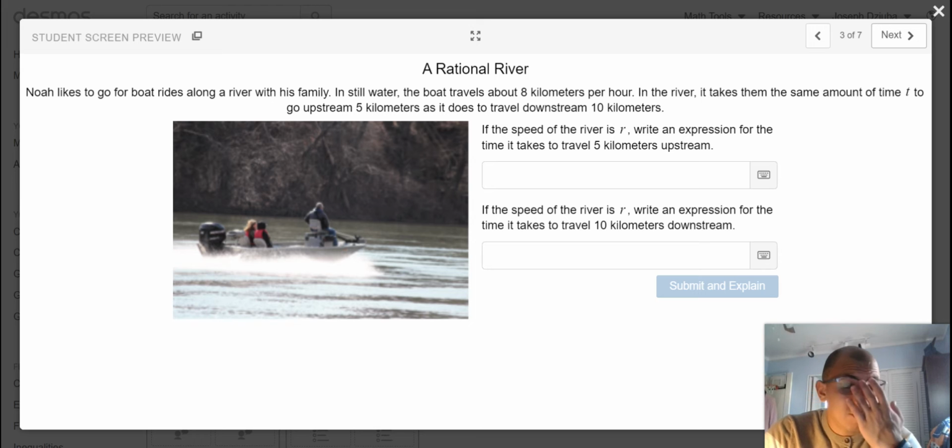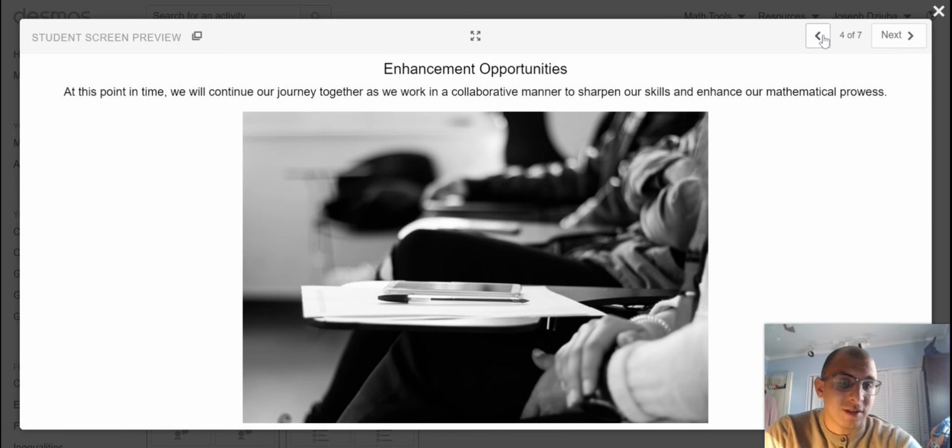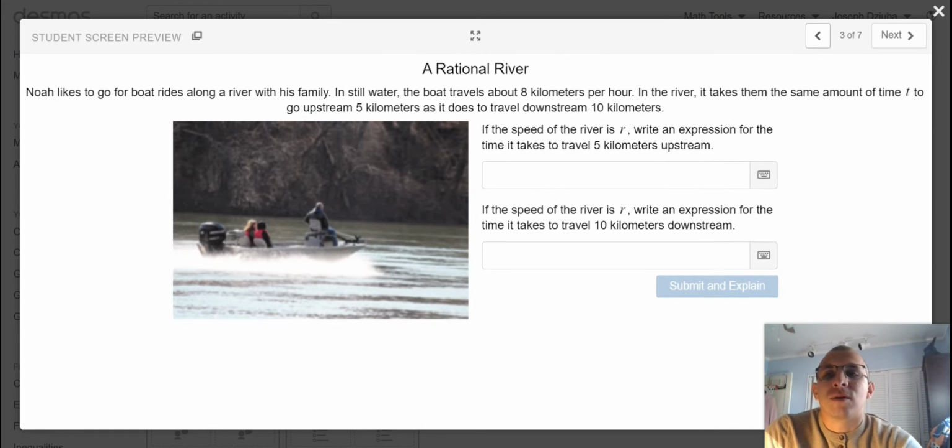As promised, with that first lesson in the week being so front loaded, this will be the only activity for this lesson. So I told you, I made good on my word. Noah's out there going on a boat ride along a river with his family. In still water, the boat travels roughly 8 kilometers per hour. In the river, it takes them the same amount of time t to go upstream 5 kilometers as it does to travel downstream 10 kilometers.